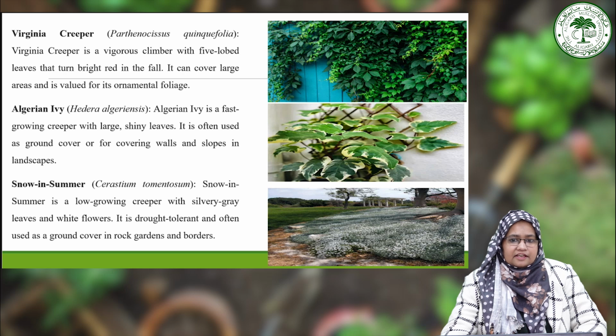Then the next one is snow in summer, botanically known as Cerastium tomentosum. It is a diminutive creeper featuring silvery gray foliage and delicate white blossoms, as we can see in these images. It's known for its resilience to drought. It is a popular selection as ground cover in rock gardens and borders.